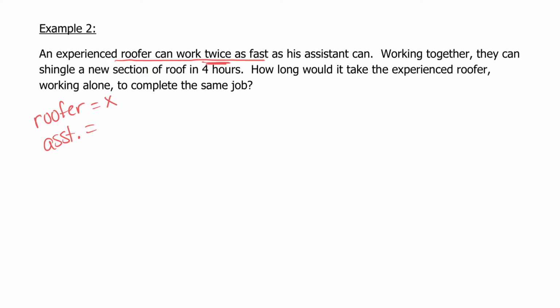And it says the roofer can work twice as fast, so it's going to be a shorter amount of time that the roofer gets work done. The assistant's going to be 2 times that, okay? So it says working together, they can shingle a new section of roof in 4 hours. So that's going to be the end piece. Together, they can complete that one roof in 4 hours. But we want to know how long would it take the roofer to get the job done. So we're going to do that one job for a roofer, and it's going to take him x amount of time. They're going to be working together, so we're going to put a plus there. And the assistant is able to complete that roof in twice the amount of time, so we're going to put that as 2x.